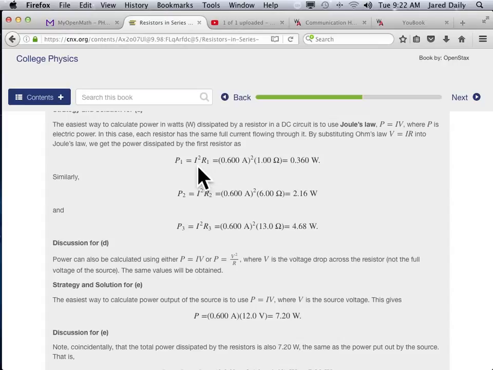And so as the current goes through the first resistor, it loses 0.360 watts of power. The second one obviously is going to heat up more. It's going to give off more heat, 2.16 watts. The last one will heat up the most at 4.68 watts.